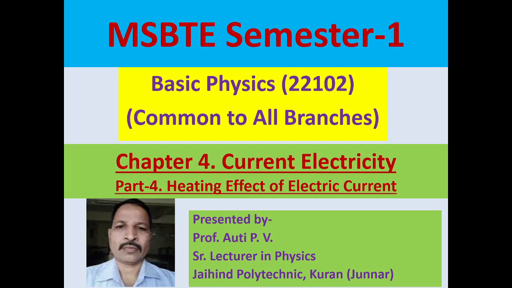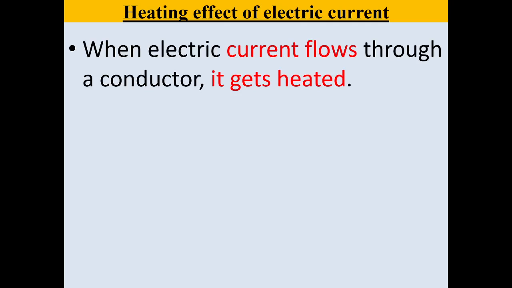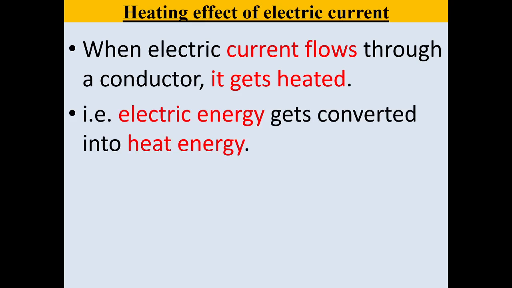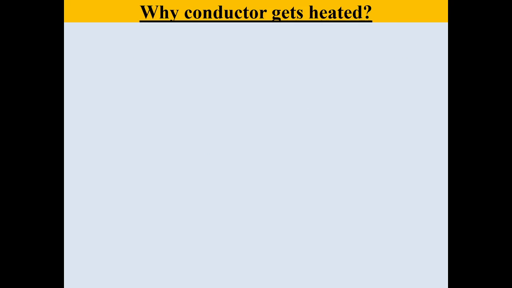Today's topic is part 4, heating effect of electric current, from chapter 4, current electricity. So let us understand the heating effect of electric current. Whenever electric current flows through a conductor, it gets heated. That is, we say that electric energy gets converted into heat energy. There are various electric appliances in our home or daily life where this effect can be used. For example, electric lamps, soldering gun, iron, heater, oven, etc.